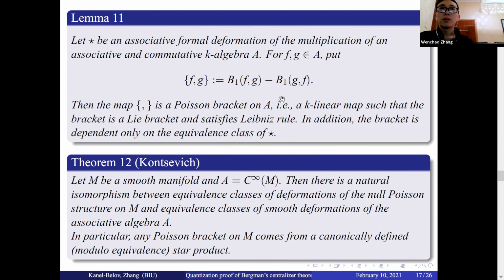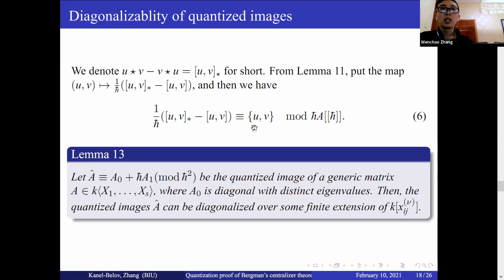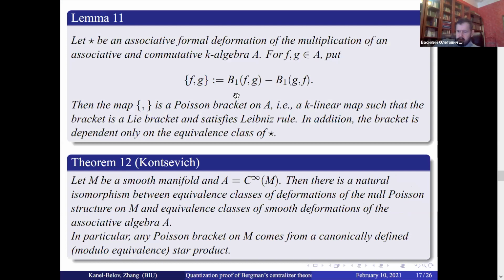So actually this can be shown this way. So here we denoted u star v minus v star u. So you are going very quickly. So there is an important point. Yes, I will be back because I didn't show it here. So maybe after that.